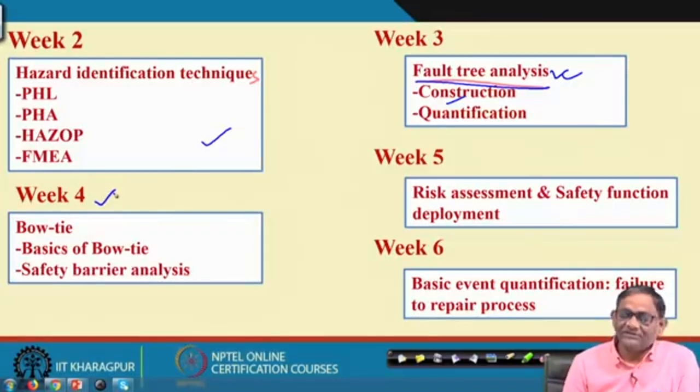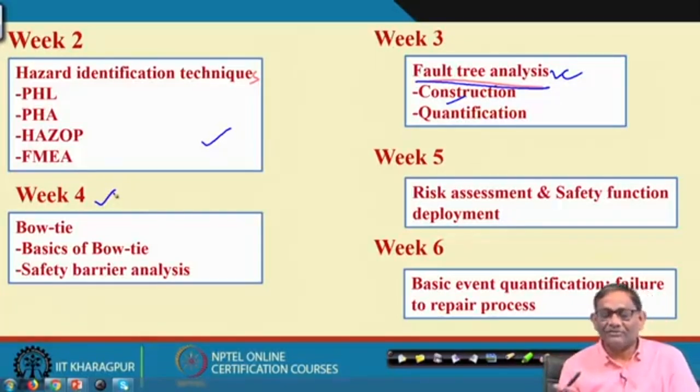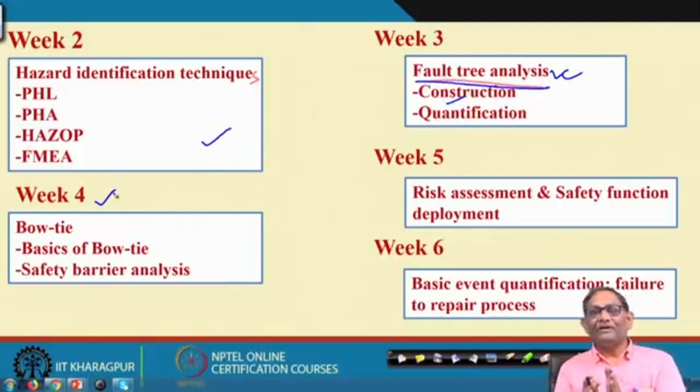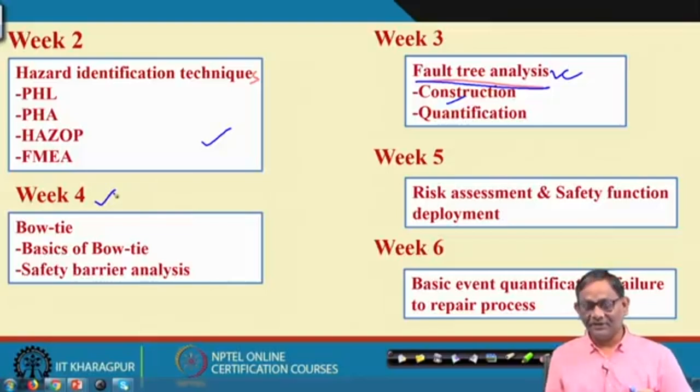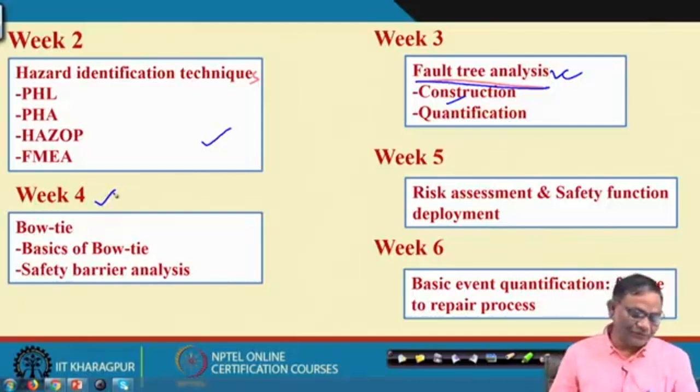Then we have discussed the event tree analysis. Event tree means once an accident has taken place, so what next, or what will happen, or how the system should be configured, so that the consequences can be minimized. So that means given an accident, how your system behaves so that the impact can be minimized was discussed through event tree analysis. And then in week 4, what happened?